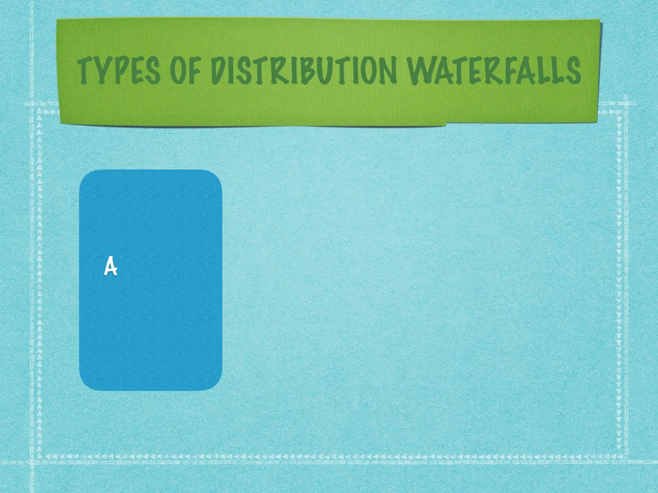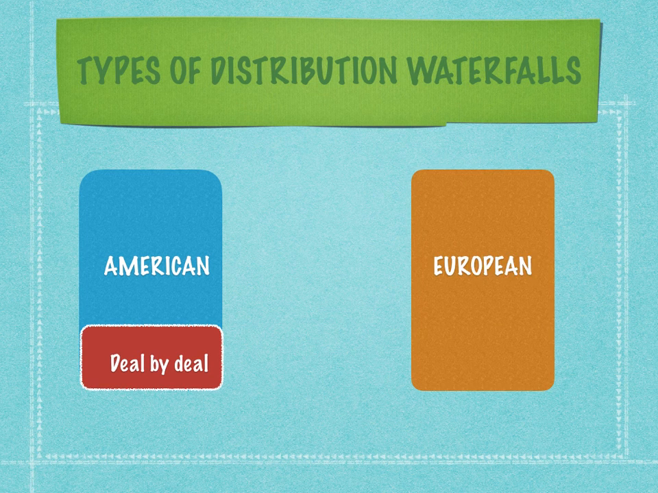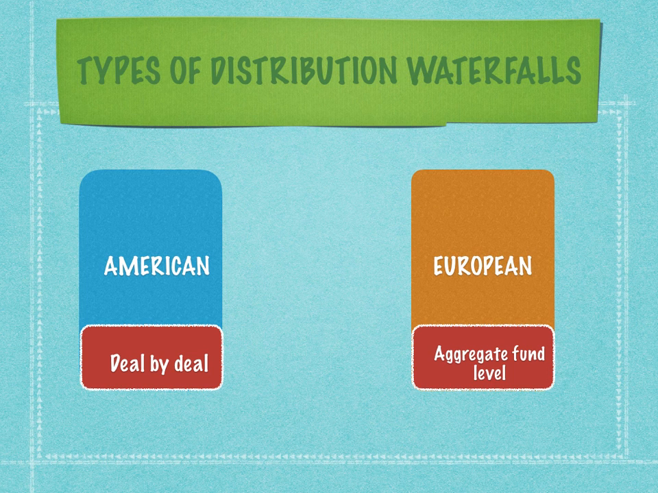Distribution waterfalls can also be either the American distribution waterfall methodology, which is a deal by deal methodology, or a European distribution waterfall, which is at an aggregate fund level. We'll be discussing American distribution waterfalls and European distribution waterfalls in another video.